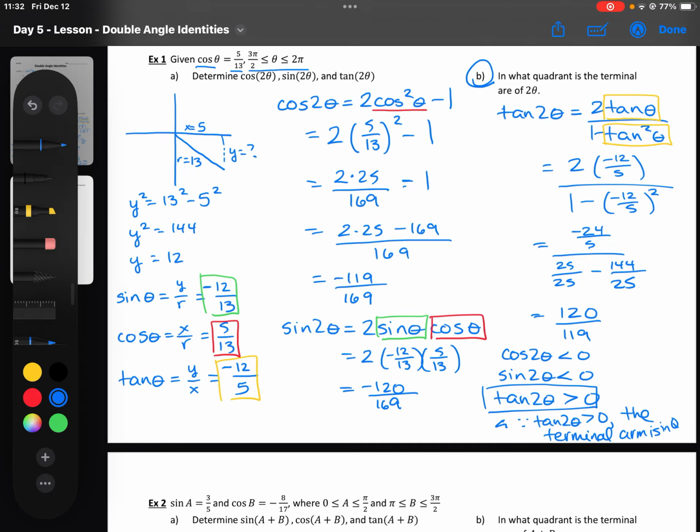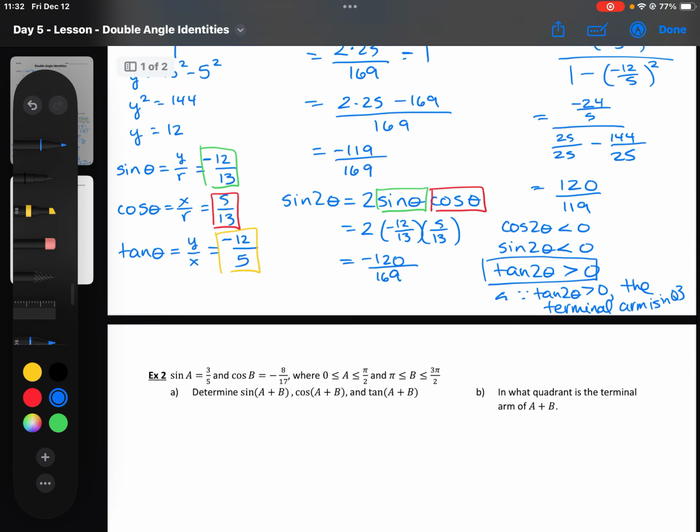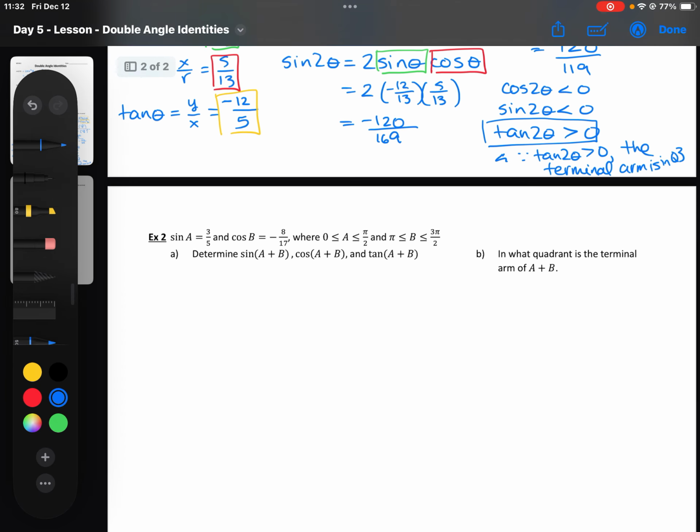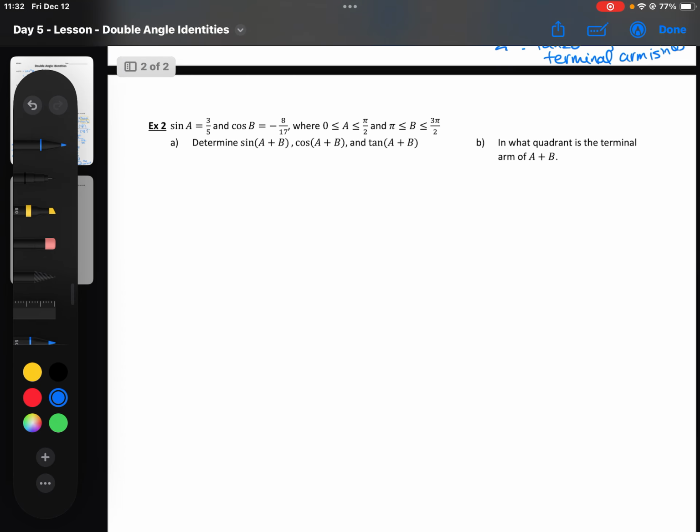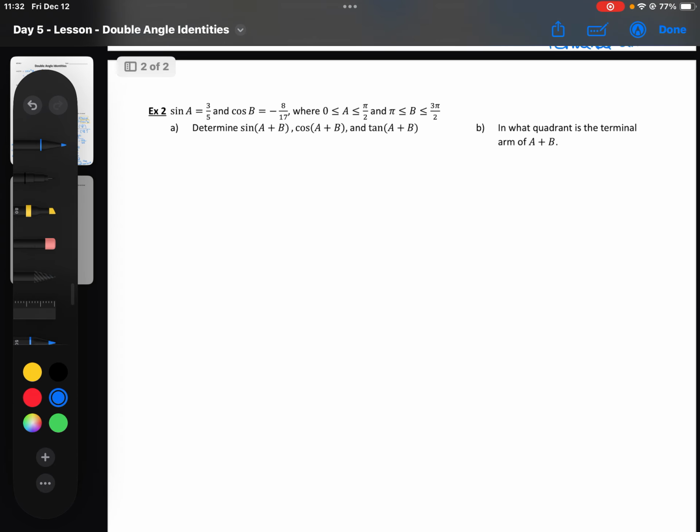is in Q3. So we're going to do one more example with 2 different identities over here. These are the ones that we used from before.